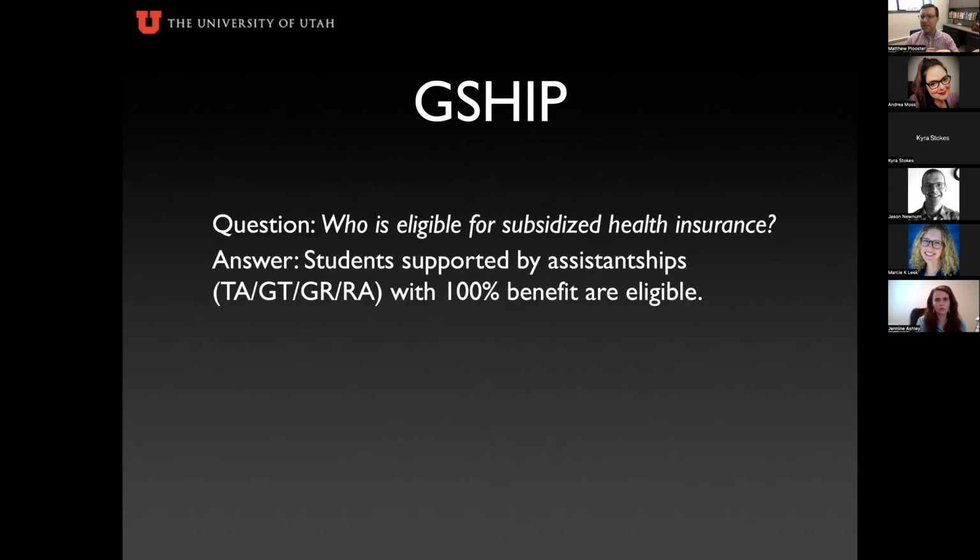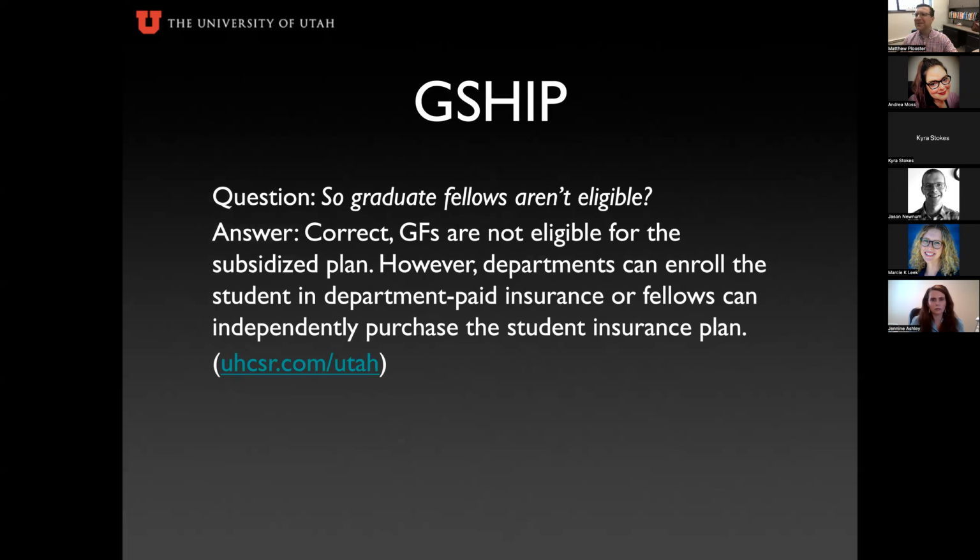Who is eligible for the subsidized health insurance? Students supported by assistantships, TA, GT, GR, and RA with 100% benefit are eligible. So students who are a TA but only earning $5,000 at the 50% tuition benefit level, they're not eligible. GFs are not eligible. I think that's actually the next question. So graduate fellows are not eligible. That is correct. GFs are not eligible for the subsidized plan. However, departments can enroll the student in department paid insurance, or the fellows can independently purchase the student insurance plan.